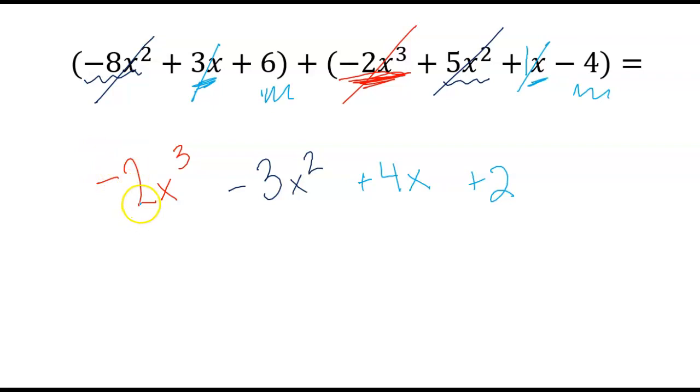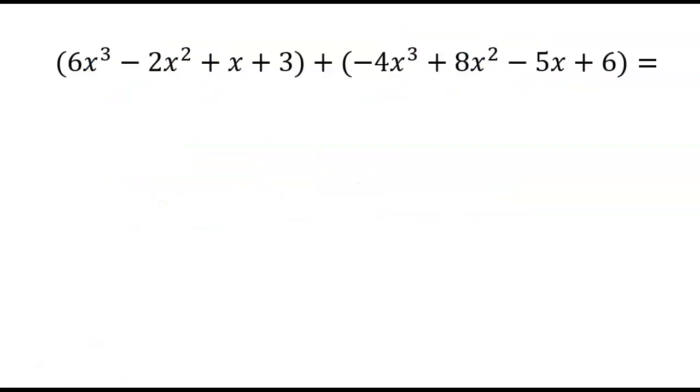Again, because I started with my highest exponent terms and then went down sequentially from there, this is already in standard form. So it's a polynomial with 4 terms. The leading coefficient is negative 2. The constant is 2. And the degree is 3. All right, let's try one more. So we have a polynomial with 4 terms plus another polynomial with 4 terms.